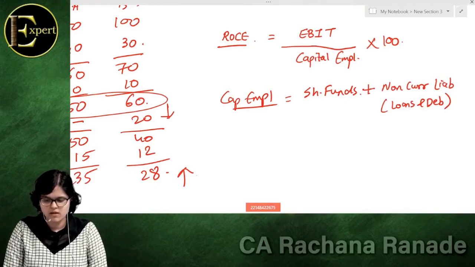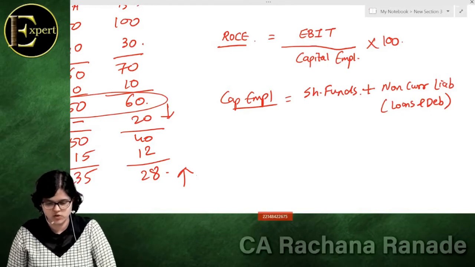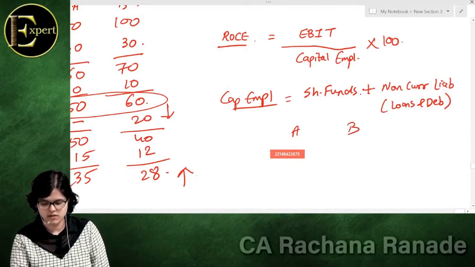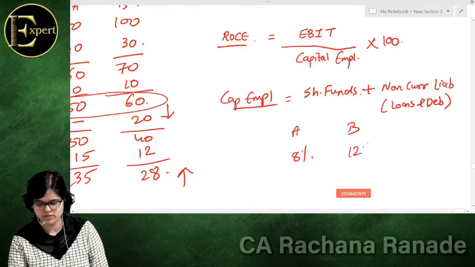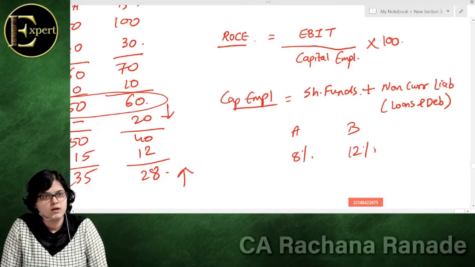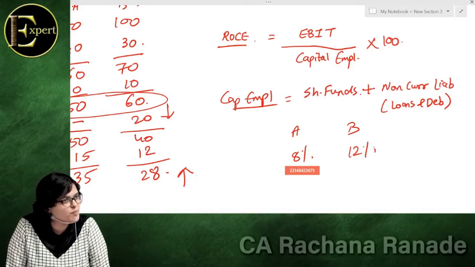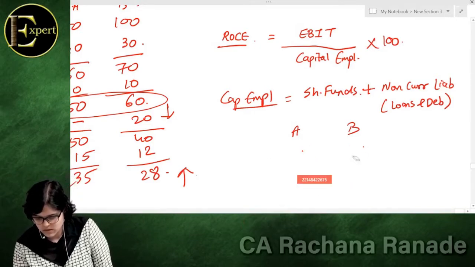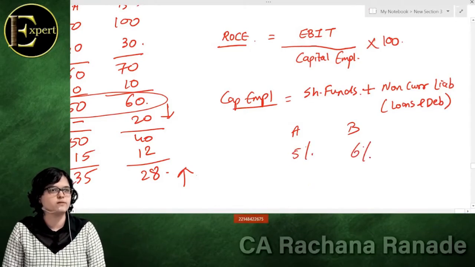Now, who can tell me what this ratio is actually telling me? What is the interpretation of this ratio? If I say for company A versus company B, my ROCE here is 8% and here it is 12%. You are getting a 12% return on the capital employed by you. Is this okay? 5% and 6%. Which company is better, A or B?